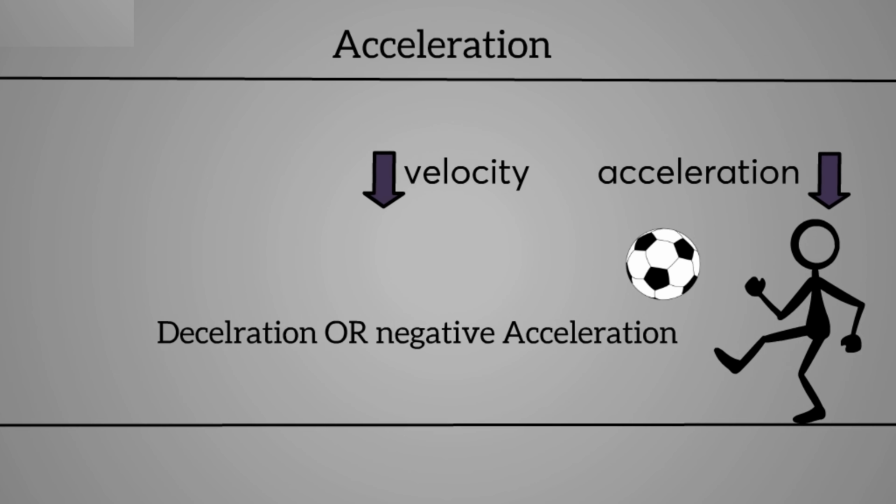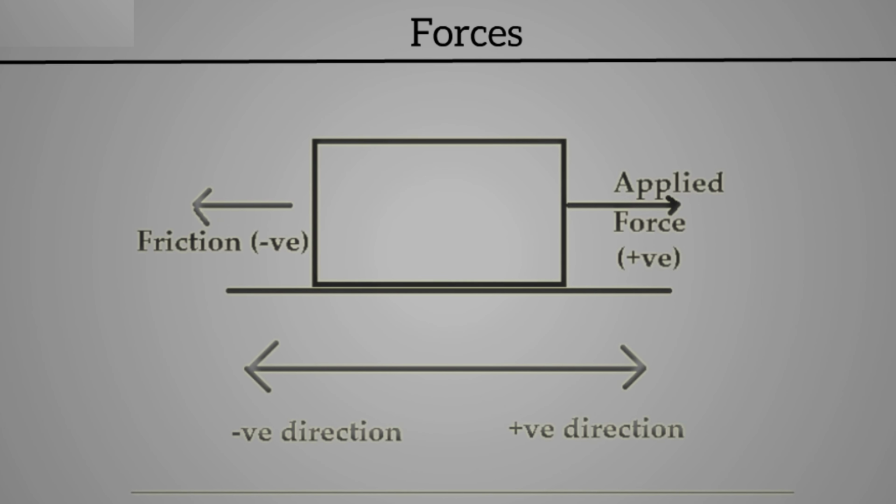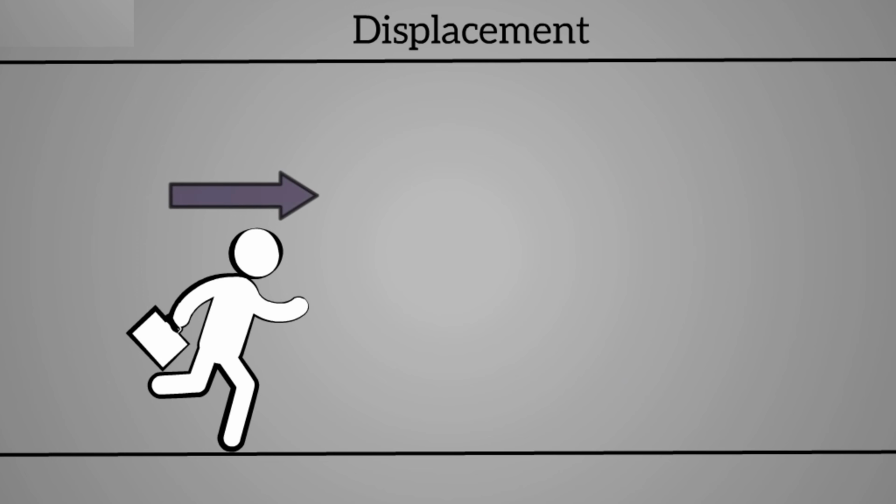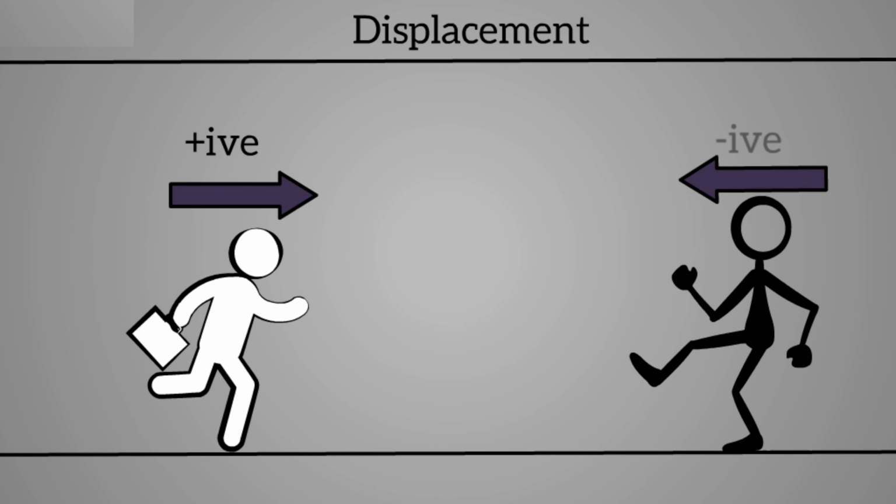Now, let's talk about forces. A positive force might push an object to the right, while a negative force pulls it to the left. But what about displacement? When an object moves to the right, we call it positive displacement, and when it heads left, that's negative displacement. Now, don't let the negativity fool you.